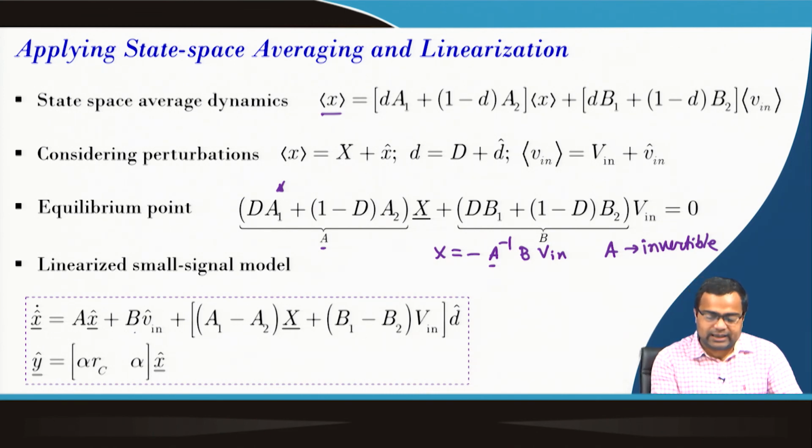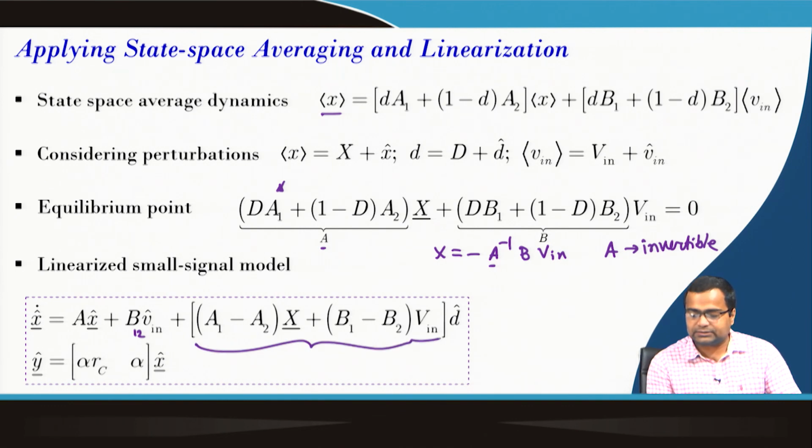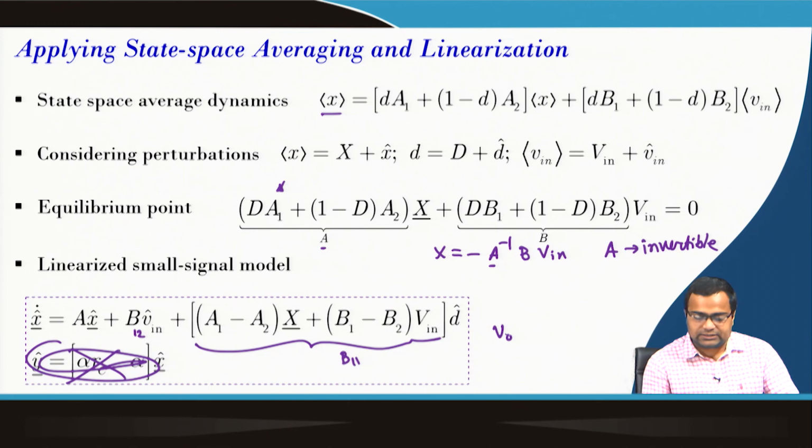Okay, so, this will be again for our case B12, and for our case this whole thing is B11. And the average dynamics for the boost converter will have, in this case this equation will be different, because we are talking about the output voltage, which is the output voltage average. If we take the perturbed quantity, what will be the perturbed quantity? It will have two components.